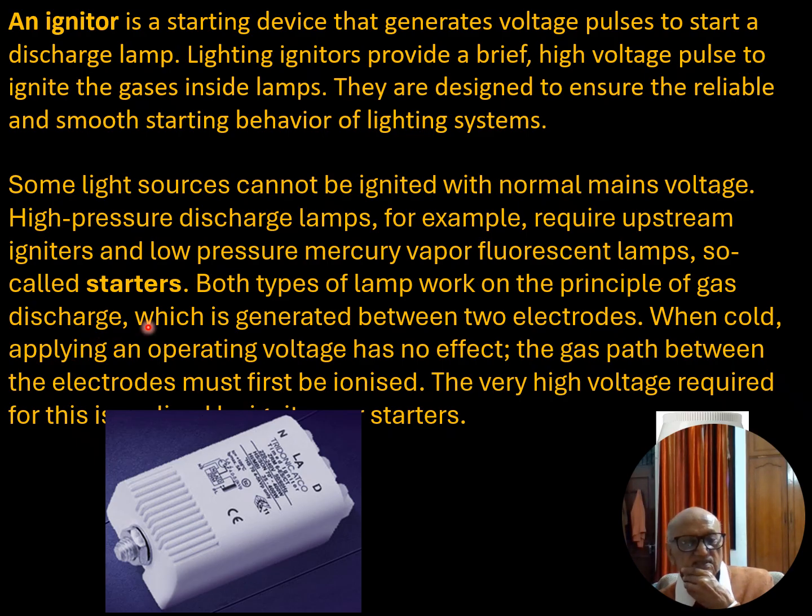which is generated between two electrodes. When cold, applying an operating voltage has no effect. The gas path between the electrodes must first be ionized, and for that they require very high voltage, which is provided by the igniter.